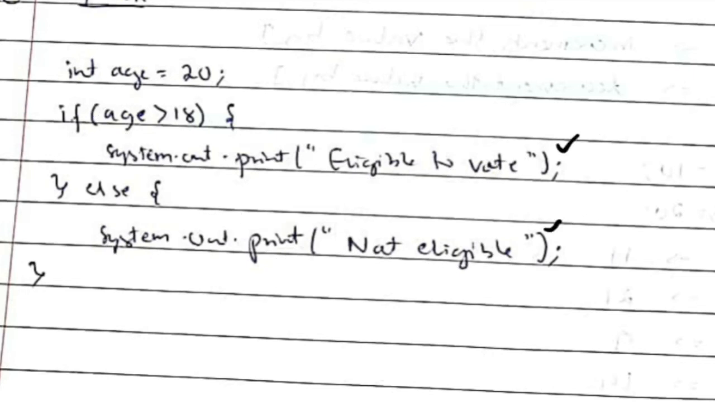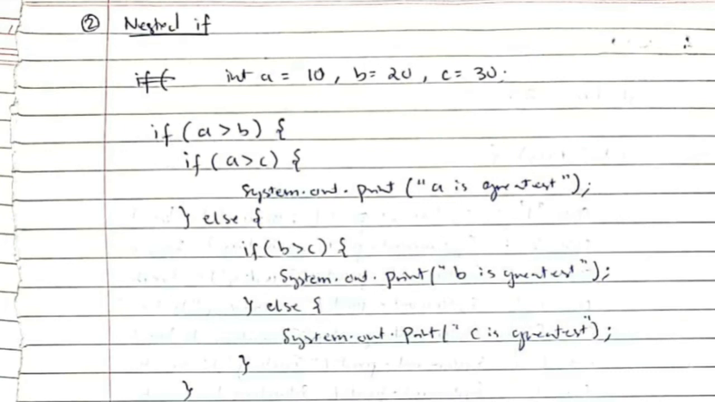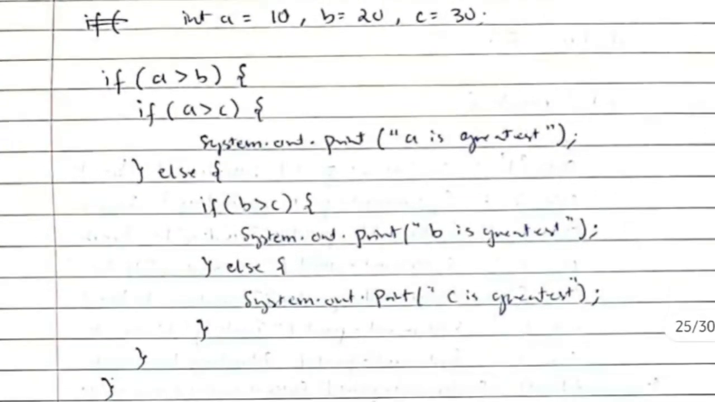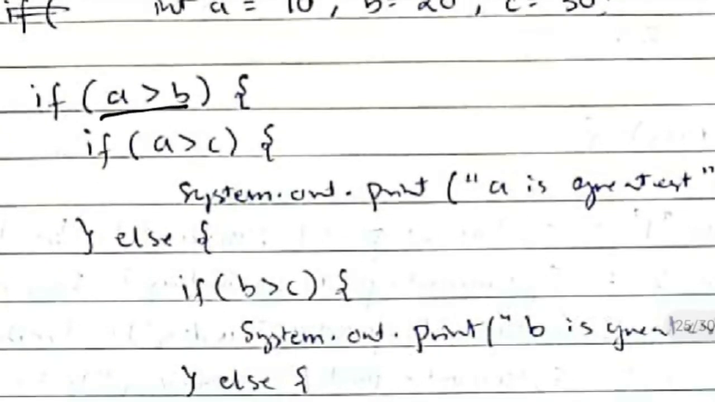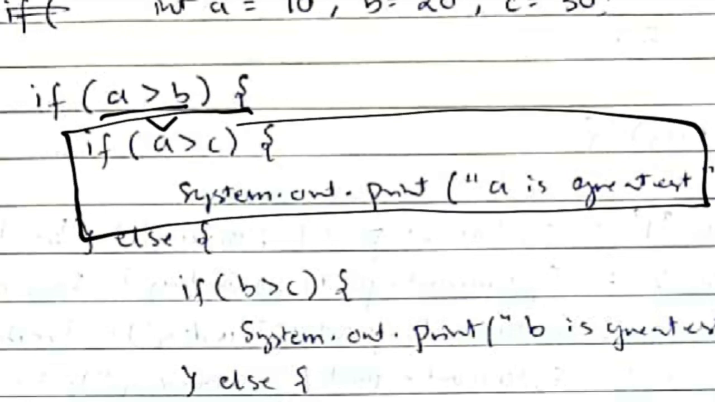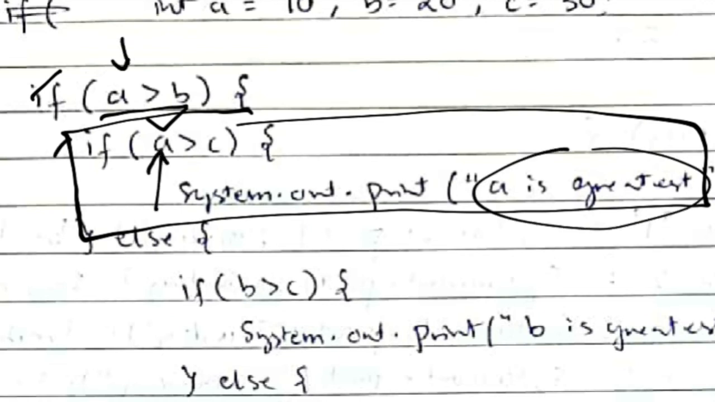Okay, second one is nested if. In nested if, I have defined 3 variables a, b and c with the values 10, 20 and 30. What happens in nested if is, if I want to find the greatest of these 3 numbers, I'll write an if statement. If a is greater than b, if it's true, then execute this statement, and check if a is greater than c also. If both are true, meaning a is greater than b and a is greater than c, print a is the greatest.